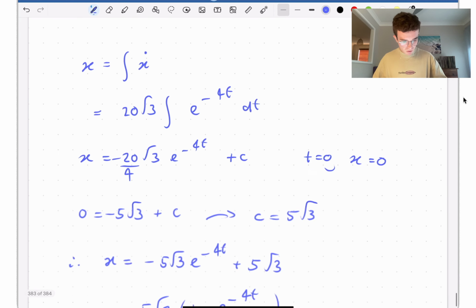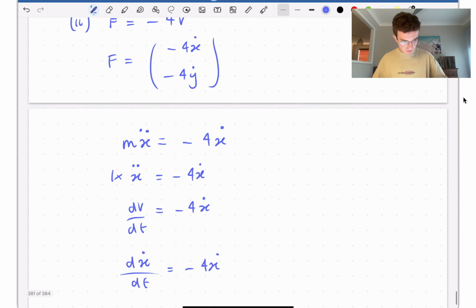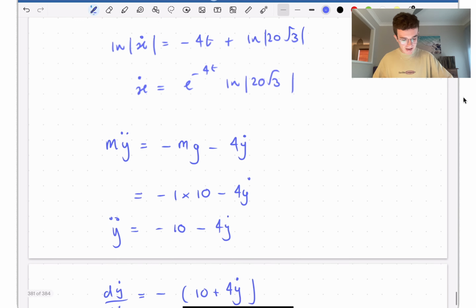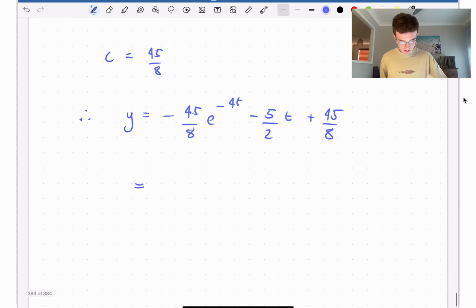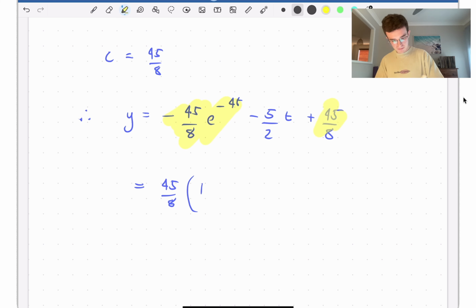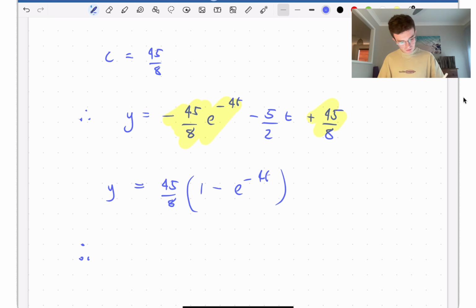Now we want to see what we are taking a factor out of. So we're taking out a factor of 45 on 8. We're not taking it out of everything, we're just taking it out of these two terms. So if we pull out this one first, it's going to be positive 1. So 1 minus e to the minus 4t. Rightio. So therefore, we've actually proven it.